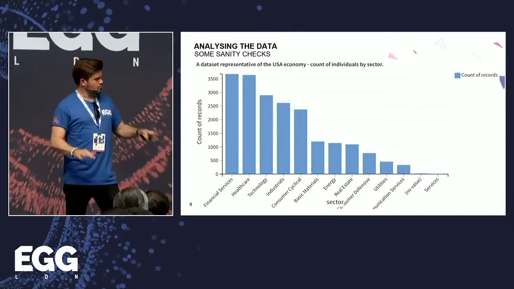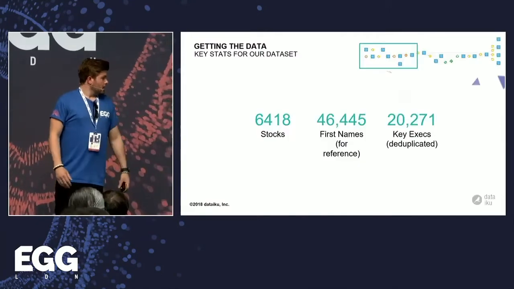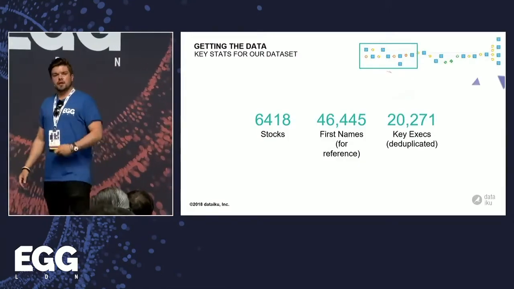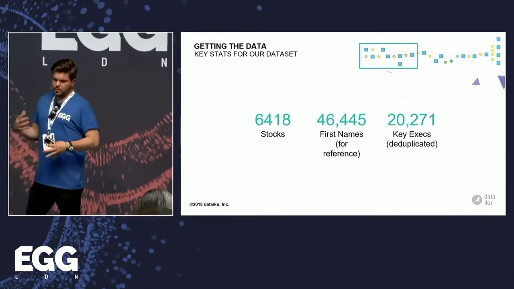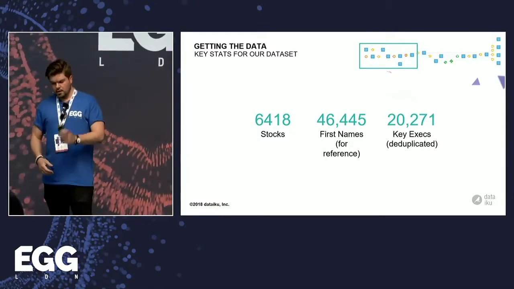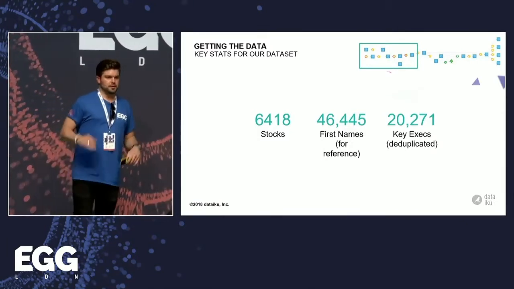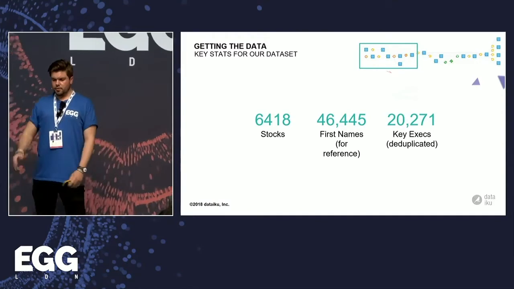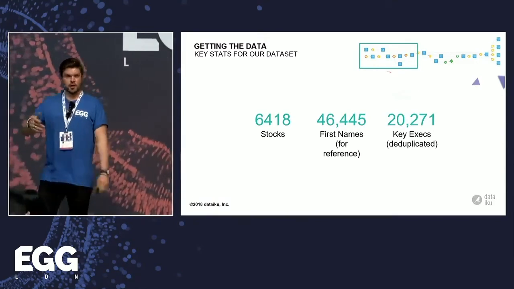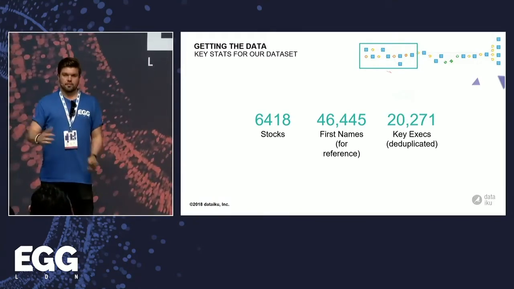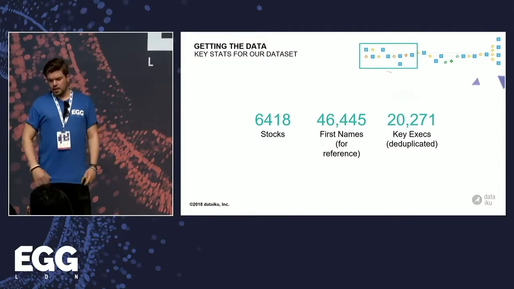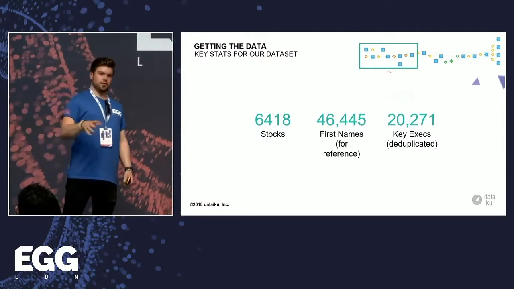This is the data set that we were then going to start analyzing. We had about 6,500 different companies, different stocks. We had 46,000 first names in our lookup database, male, female, and then we cross-referenced that against about 20,000 key execs, individuals.